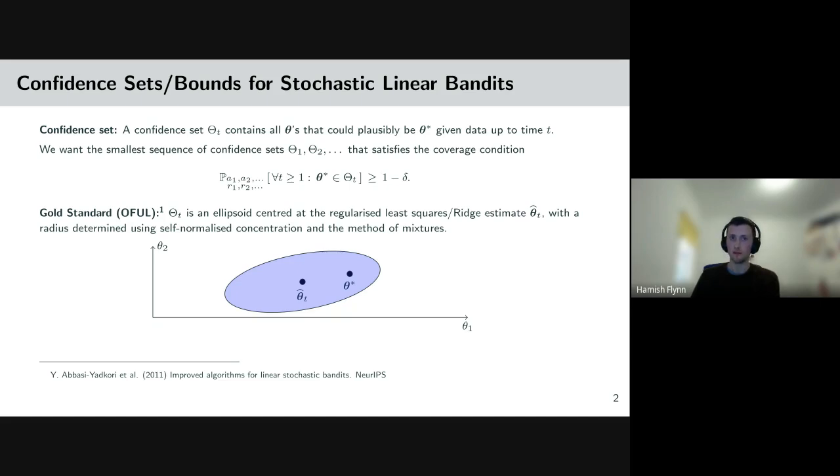If we have a two-dimensional parameter vector, then one of these confidence sets might look like this blue ellipse. As you observe more actions and rewards, ideally this ellipse will shrink around theta star. For any confidence set, the corresponding upper confidence bound is defined as this maximum over the confidence set. This is just the largest value that the reward function could plausibly take at some action A, given the data available at the end of round T.